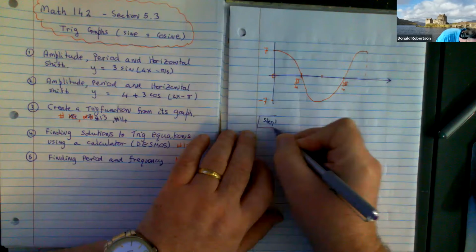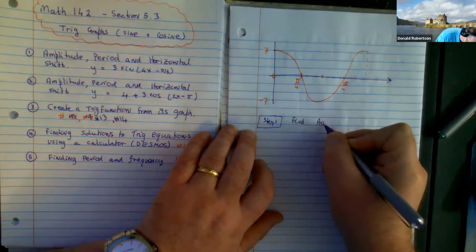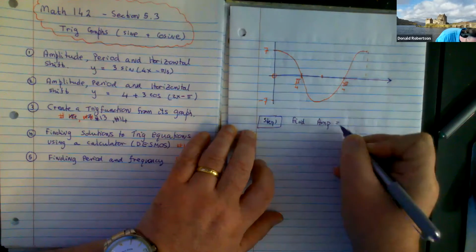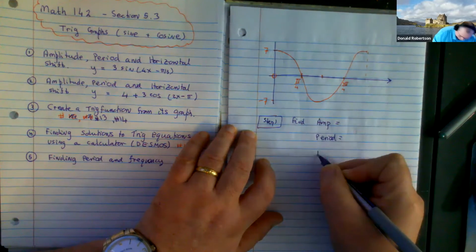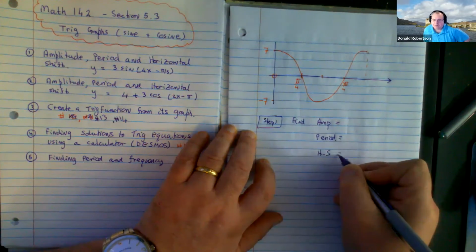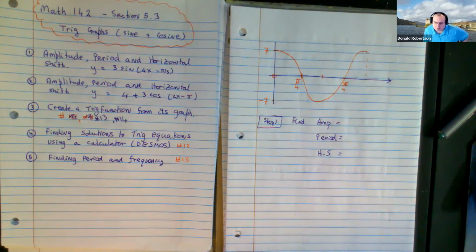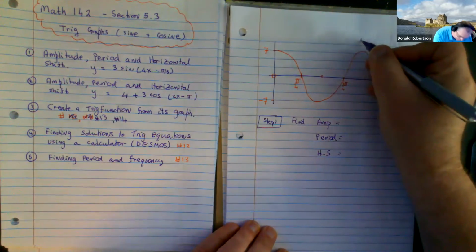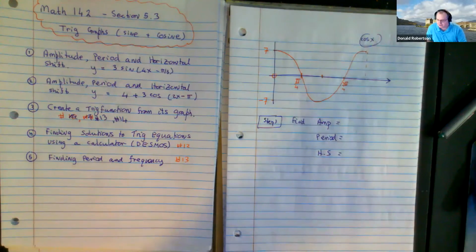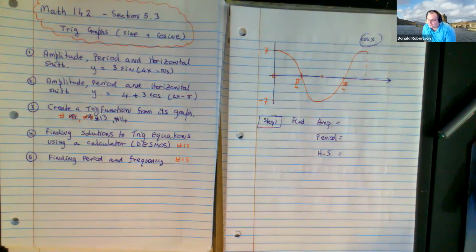Find the amplitude, find the period, and find the horizontal shift, if it's got one. First things first, we're told that this is a cosine function, right? Because if you take a sine function and you shift it, doesn't a sine function look like a cosine function? Right. So this is a cosine function.